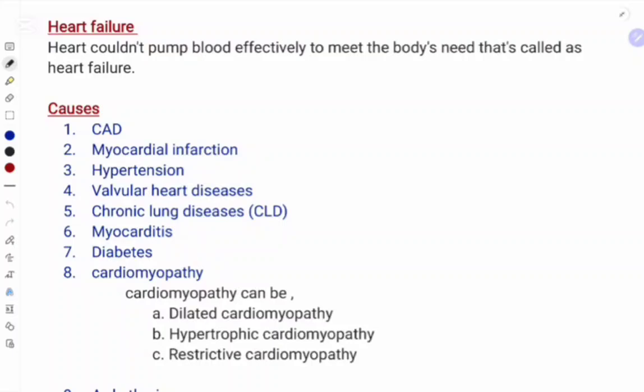Today we are going to talk about a short review of heart failure. So what is heart failure? The heart couldn't pump blood effectively to meet the body's needs. That's called heart failure.